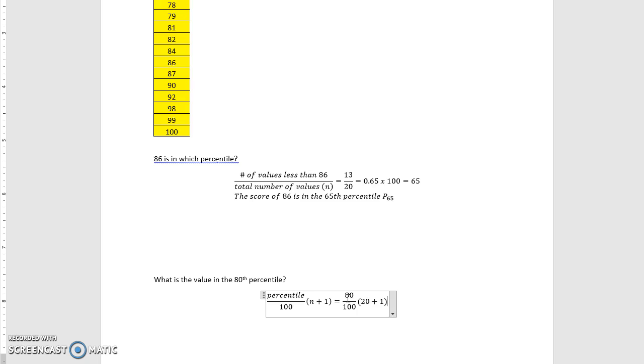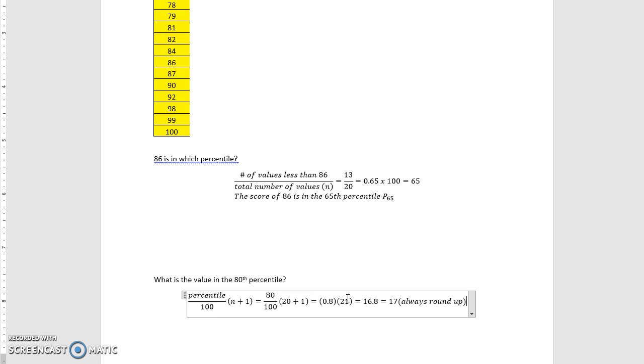And I trust that we can go ahead and do this in our calculator. We're going to do 80 divided by 100, which is going to be 0.80, or 0.8, times, what's 20 plus 1? 21. 0.8 times 21 gives us 16.8. Now we're going to round this because we're going to need to count up, so we will round this to 17. You always round up here, so always round up.